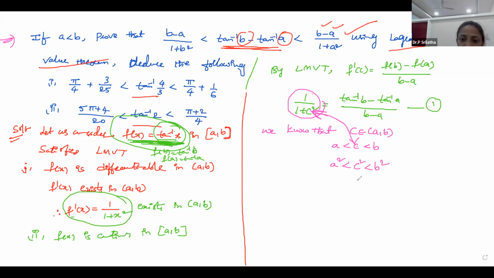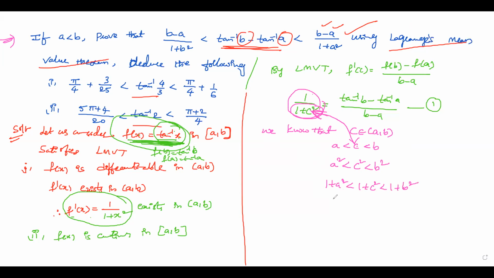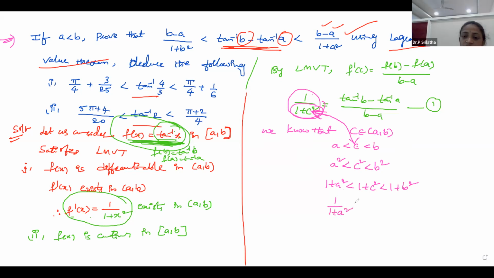Then add plus 1 on both sides, isn't it? So we need 1 plus c square first. For that, 1 plus a square is less than 1 plus c square is less than 1 plus b square. Next we have to take the inverse, that is 1 by 1 plus a square. So what about the symbol? Greater than. Very good. That is most important. So if you take the inverse on both sides, in that case the symbol will change. And if you multiply by a negative on both sides, in that case also the symbol will change.